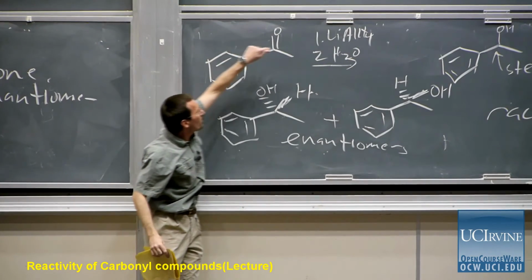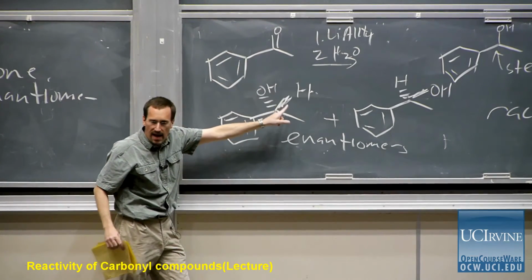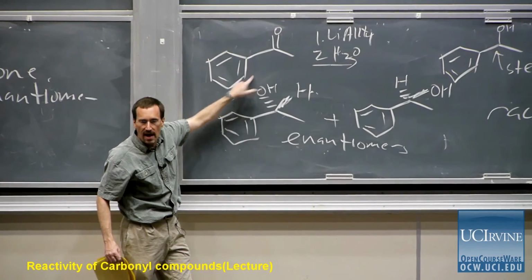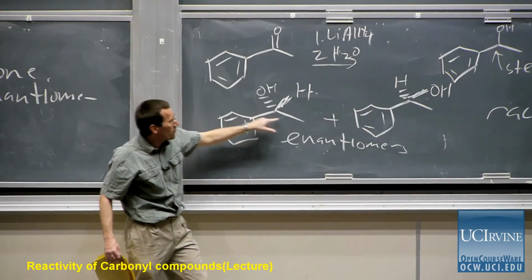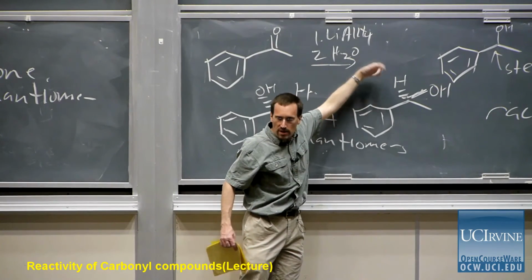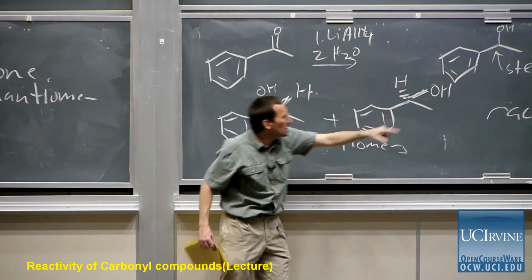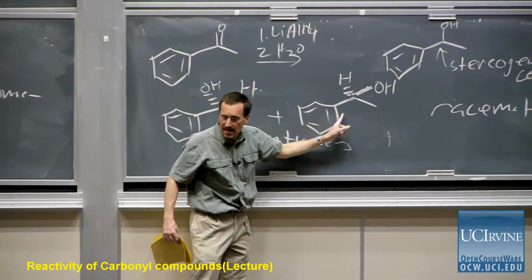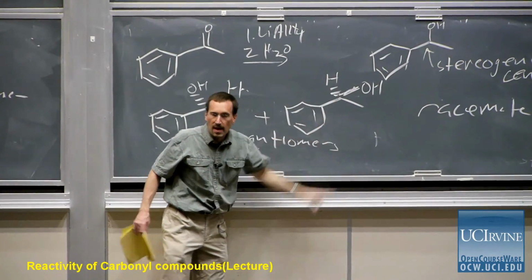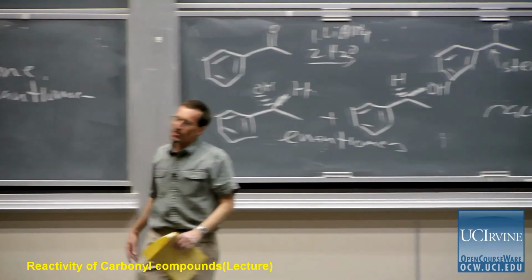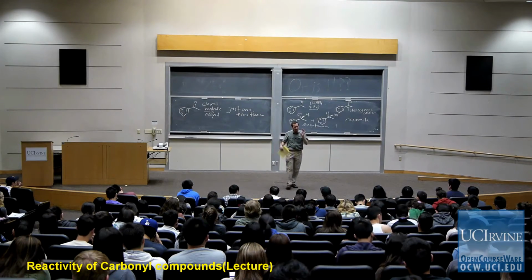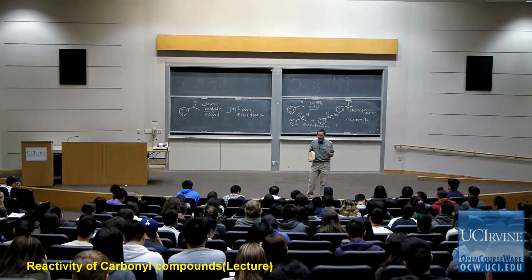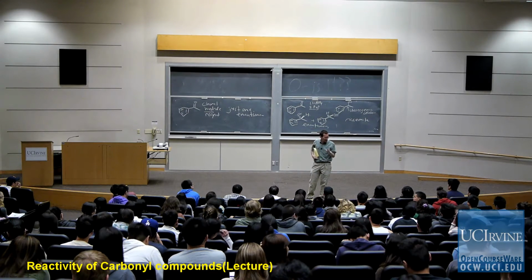carbonyl, from the front face of the carbonyl, to end up with the hydrogen pointing outward, to end up with the R stereochemistry, or with the hydrogen coming from the back face of the carbonyl, in this case, to end up with the S stereochemistry. Now, I've written just one enantiomer. That's not quite true. It's very, very hard to get just one enantiomer.